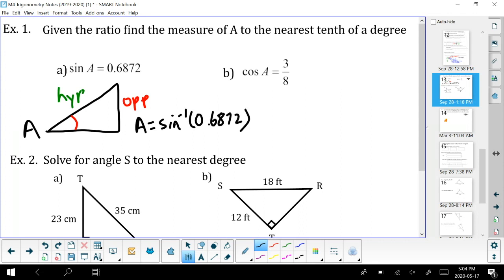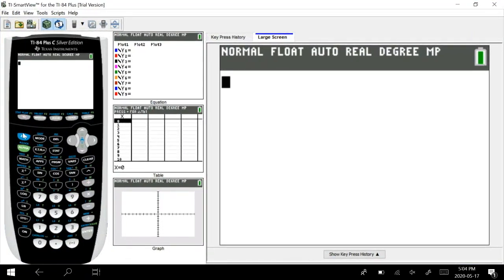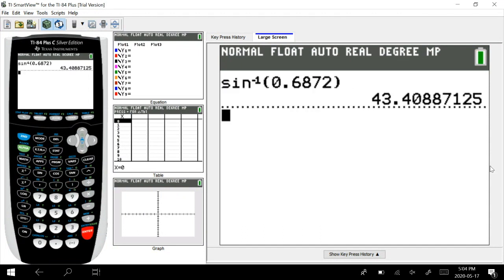0.6872. So let's punch that into our graphing calculator. Second sine 0.6872, and let's close off the bracket there. And we get 43.4 degrees.